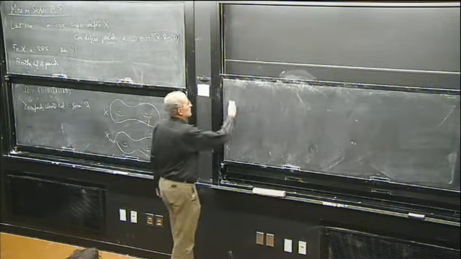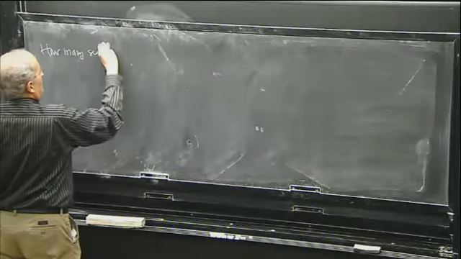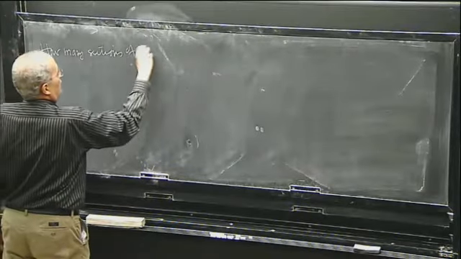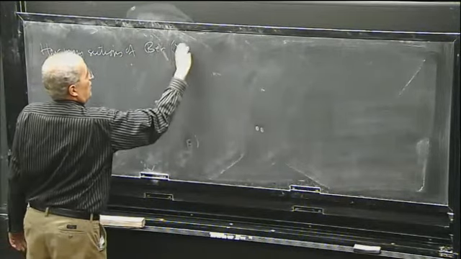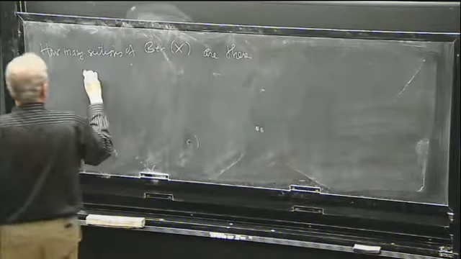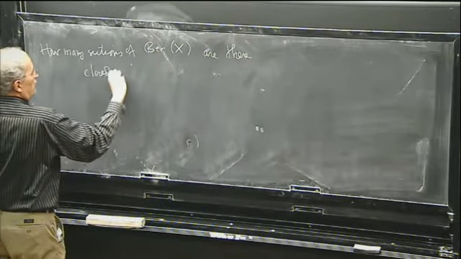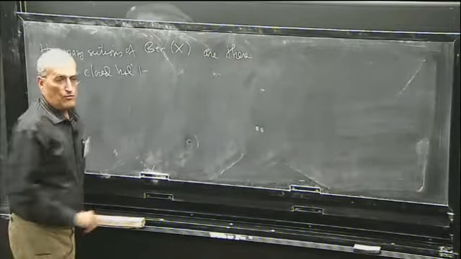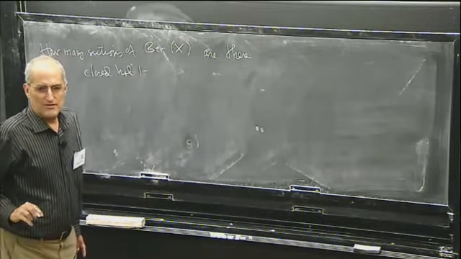So how many sections of the Berezinian of X are there? Or equivalently, how many closed holomorphic one forms? Well, is there a question I can answer? No? Okay.